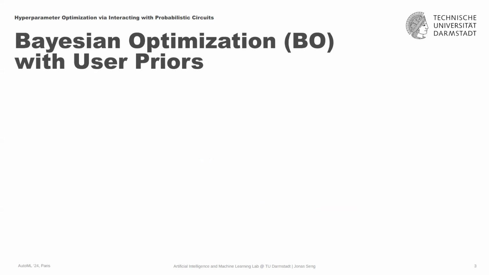A well-known strategy to optimize such functions is Bayesian optimization, which recently got augmented with user priors, meaning that users can guide the optimization process in order to find better solutions or good solutions faster.